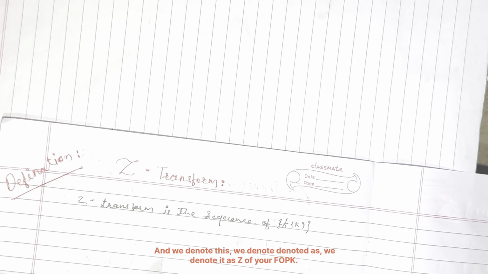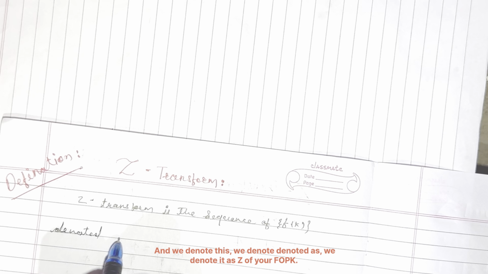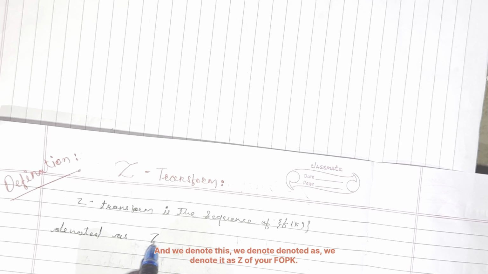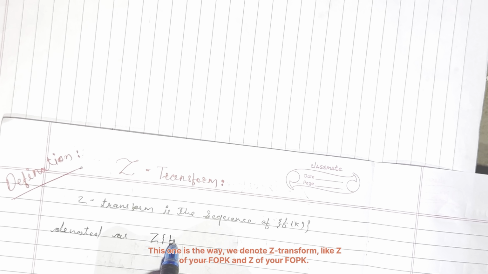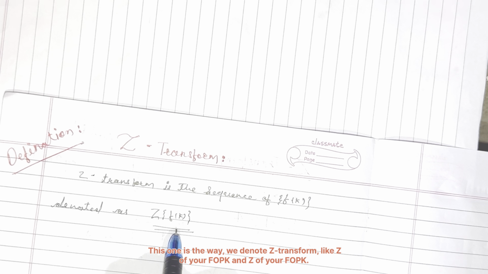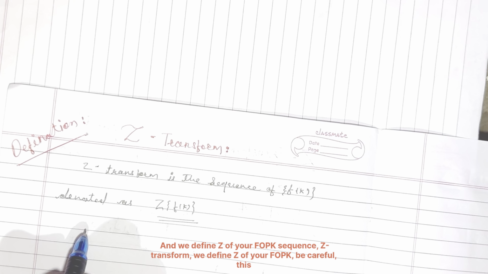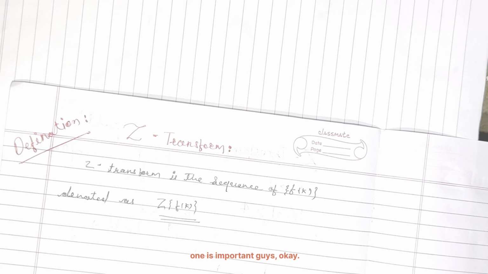And we denote this as Z of f of k. This is the way we denote the Z transform, Z of f of k, and we define Z of f of k for a sequence. Be careful, this one is important, guys. This definition I'm going to apply everywhere.